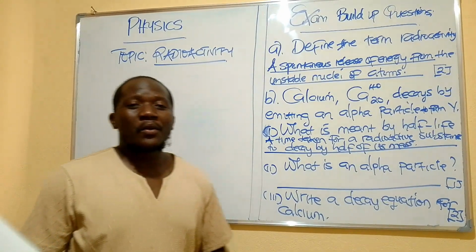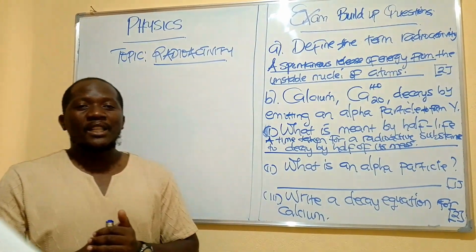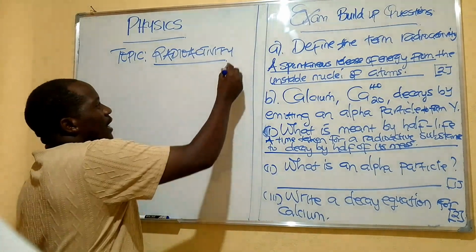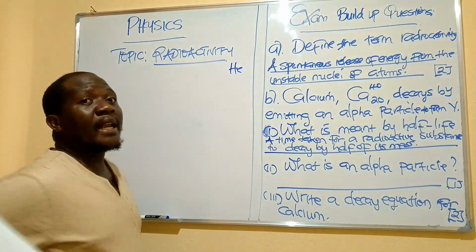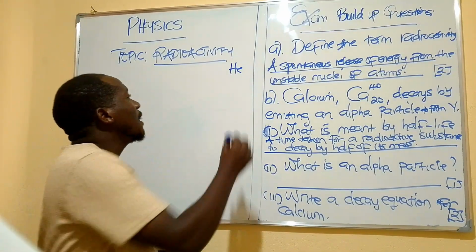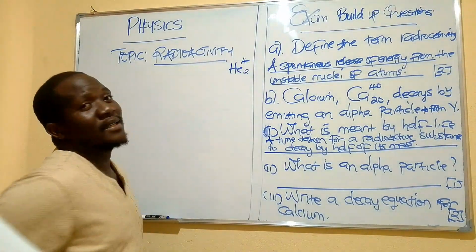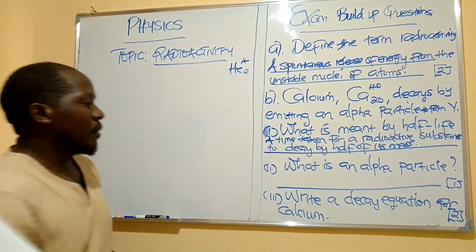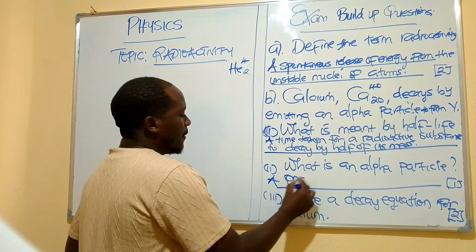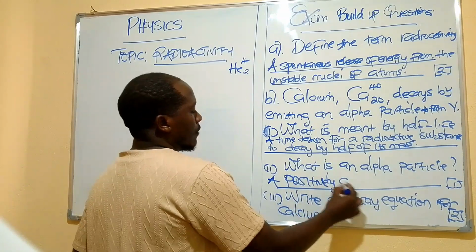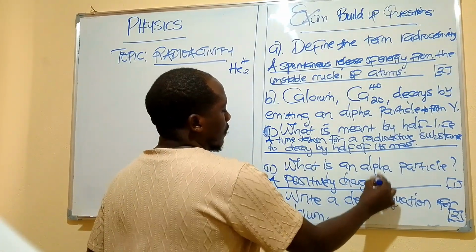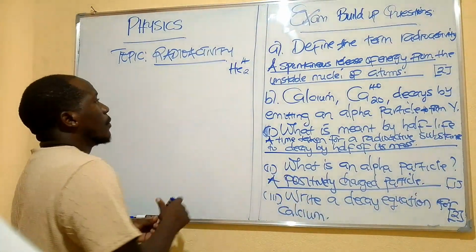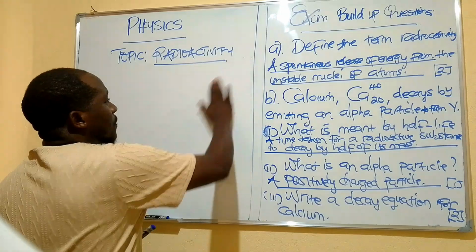An alpha particle is a positively charged particle. The reason for saying positively charged particle is that whenever they say an alpha particle, they refer to helium on the periodic table in group 8, which appears with a 4 as well as a 2. So here we're going to say a positively charged particle.